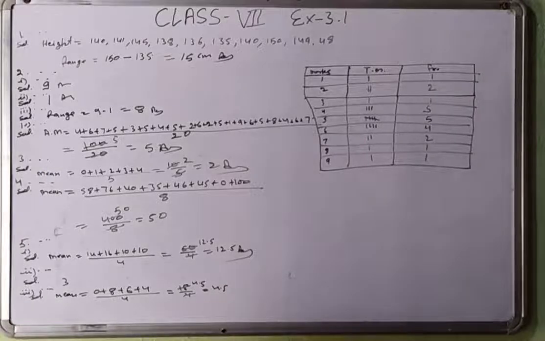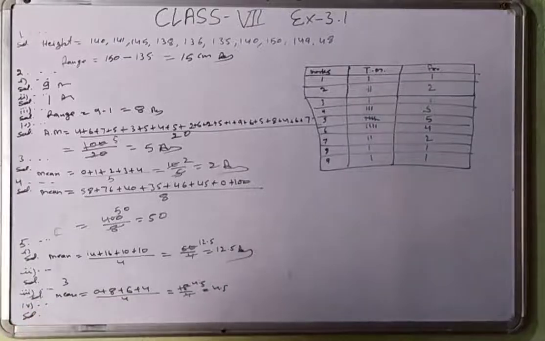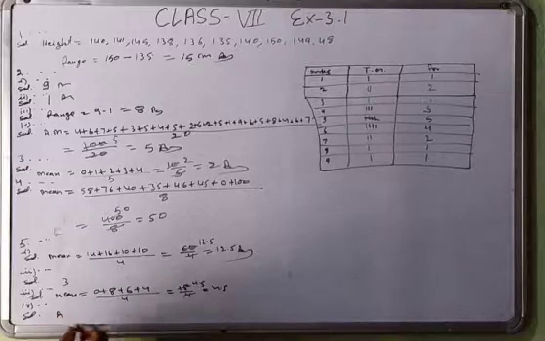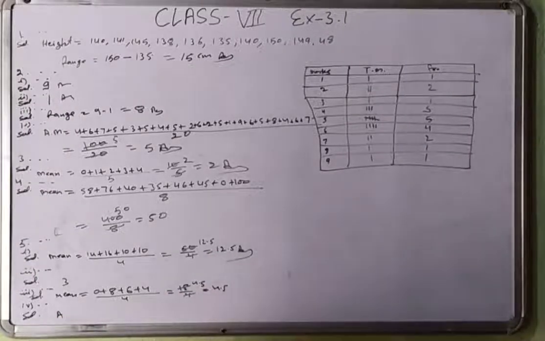Who is the best performer? Fourth part, solution. Who is the best performer? A, because A's average, or mean, is greater. Now the question number 6.